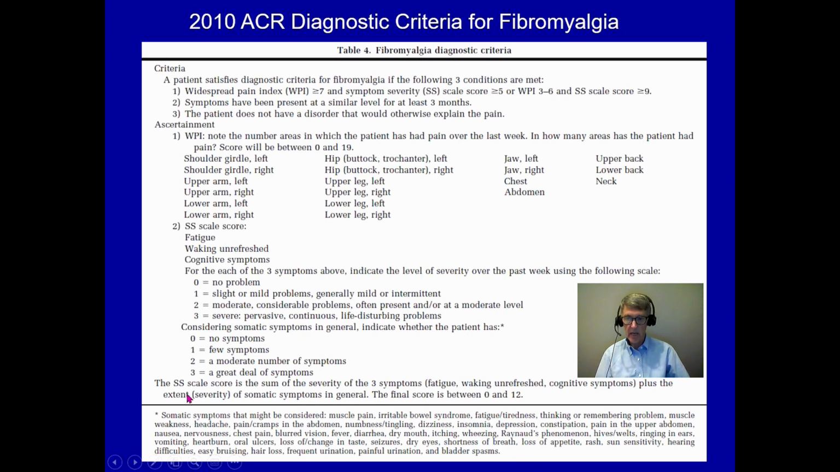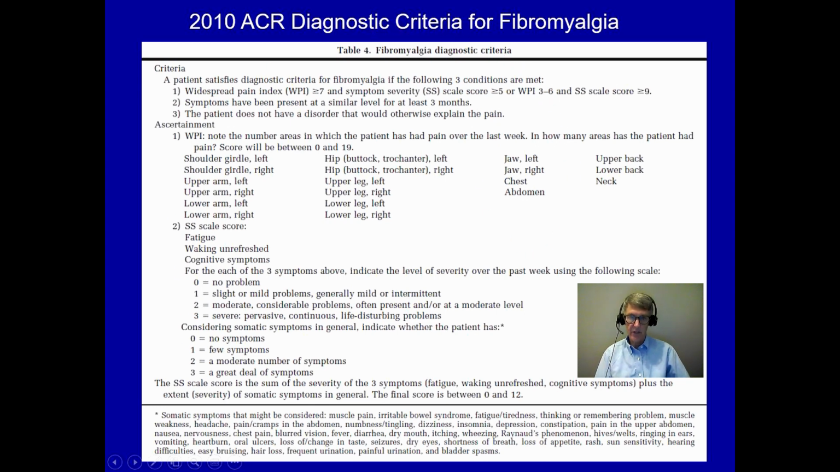So if they have a lot of these somatic symptoms, and remember somatic implies symptoms without findings, sort of like psychosomatic, if they have a lot of these, one could classify as fibromyalgia. Now, it is important that they do not have a disorder that would otherwise explain the pain. So this is the 2010 criteria.